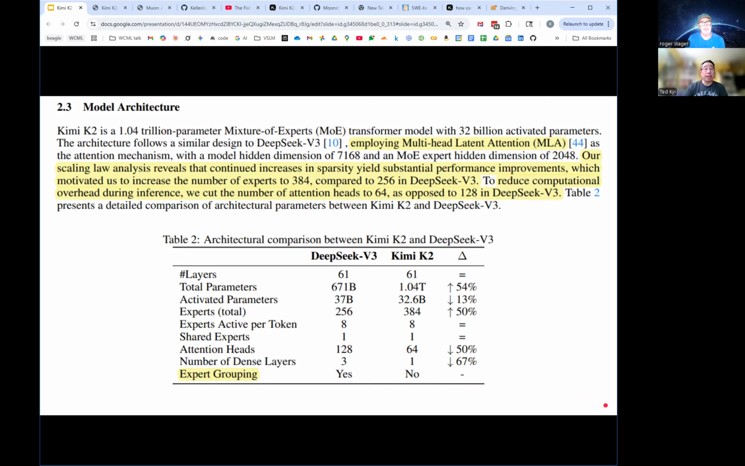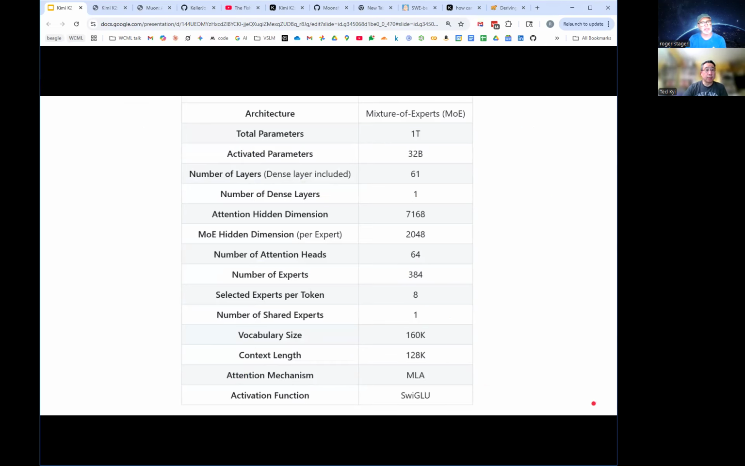Okay. So the big thing you'll notice here is that it's more experts and fewer attention heads. And more sparsity. That's coming up in a slide in just a second. What the more experts gives you is more sparsity. So they're using 8 out of 300 experts, which is a lot of experts. This was from the GitHub.